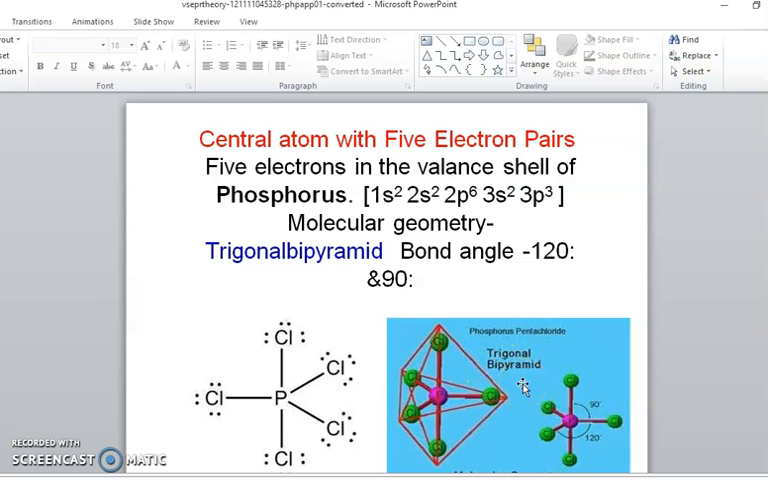Now what are the bond angles? The bond angle in this plane is 120, and these 3 bonds on this plane are called equatorial bonds. The other two are called axial bonds. The equatorial to equatorial bond angle is 120, while the axial to equatorial bond angle is only 90. So there are 2 different bond angles in this trigonal bipyramidal molecule.